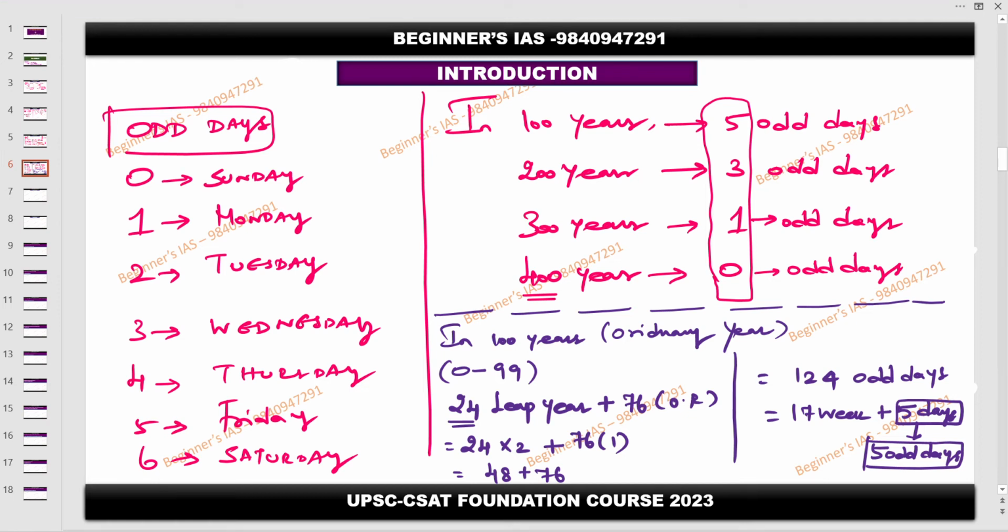Sir, why are you multiplying with 2, sir, into 24? Why am I multiplying 24? Now listen carefully. One leap year contains 2 odd days. Then 24 leap years contain how many odd days? 24 into 2. Understood, Ismail? No, sir. See, one leap year contains 2 odd days. Then 24 leap years contain 24 into 2.